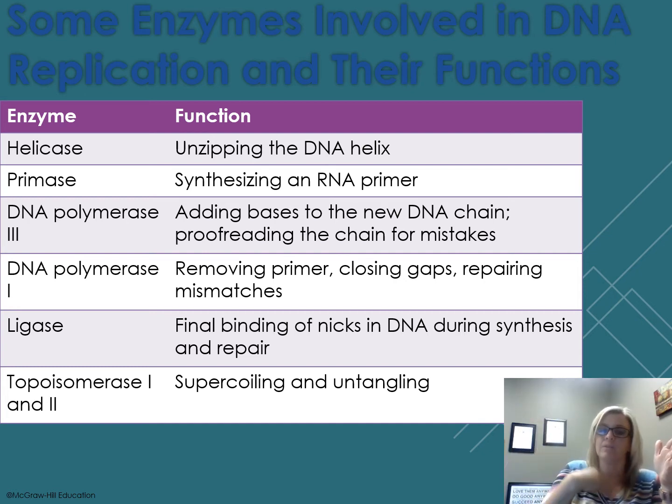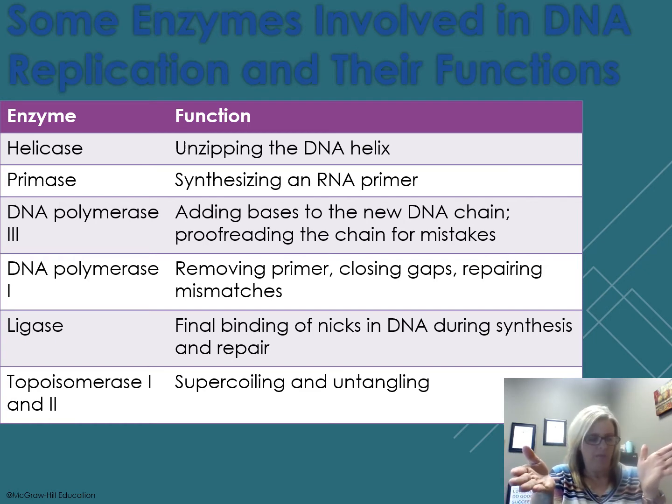Like if you type a letter and you go back and proofread. And then DNA polymerase 1 would almost be kind of like, let's say it this way. There's a newspaper, and we're going to have the writer and the editor. DNA polymerase 3 is like the writer. They're going to add the bases and kind of proofread their work.